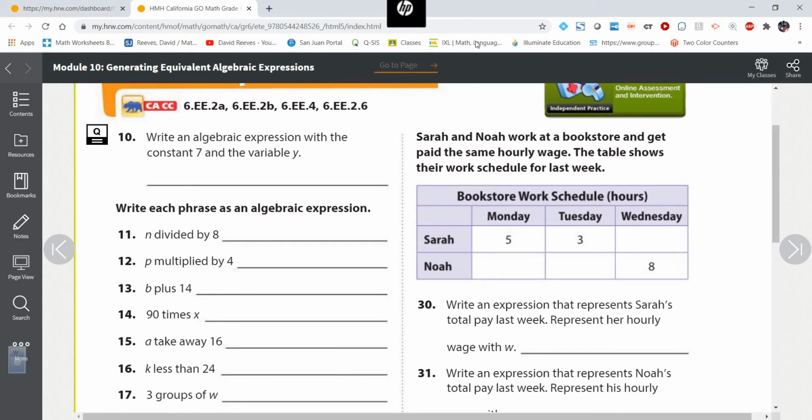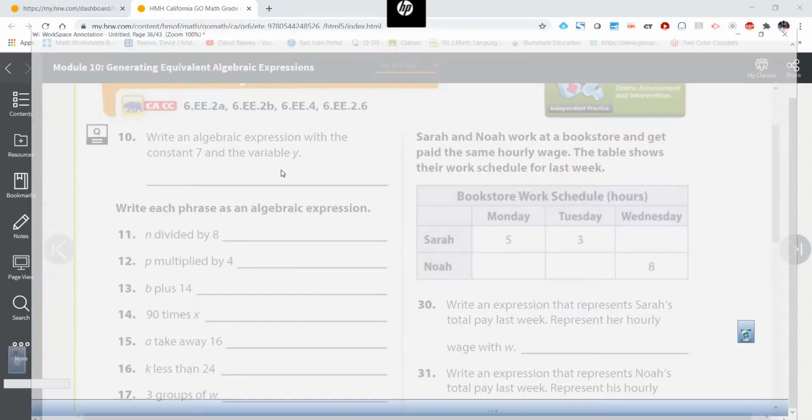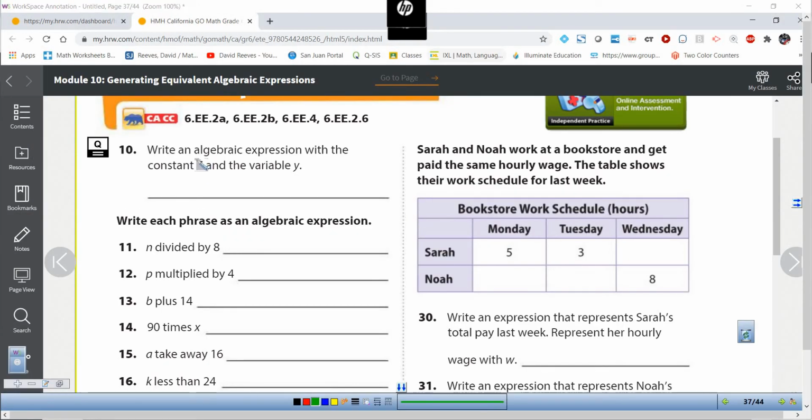All right, write an algebraic expression with the constant 7 and the variable y. Remember, constants are just another name for numbers. Variables are letters we use to represent things we don't know that are changing. All right, so 7 times y, that would be an example. 7 plus y, that would be an example. 7 divided by y, all right, or what about y minus 7. So these are all algebraic expressions that contain the constant 7 and the variable y.